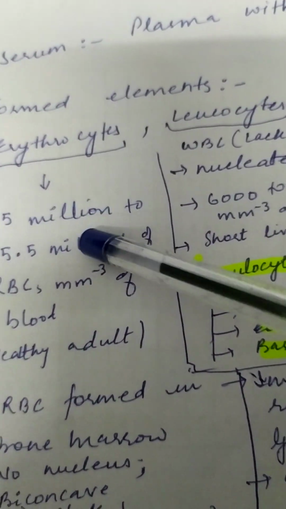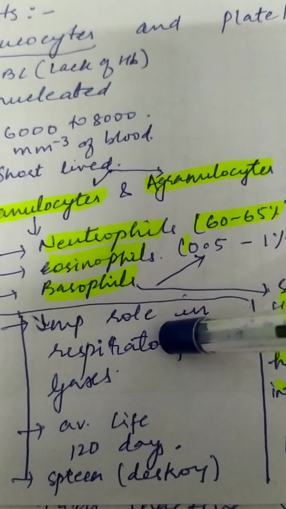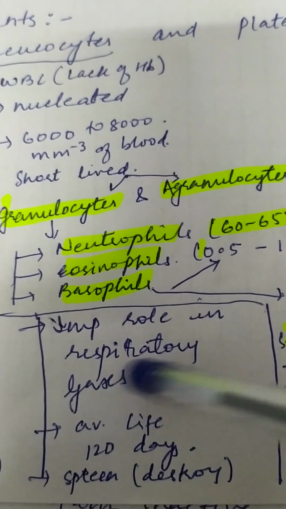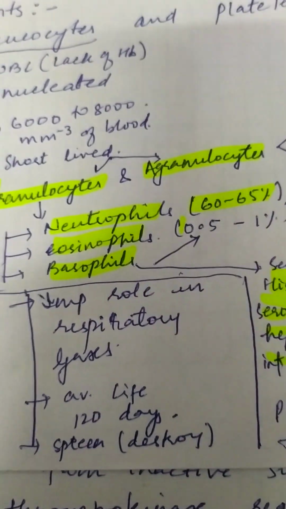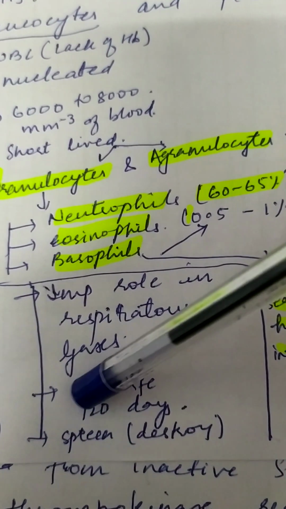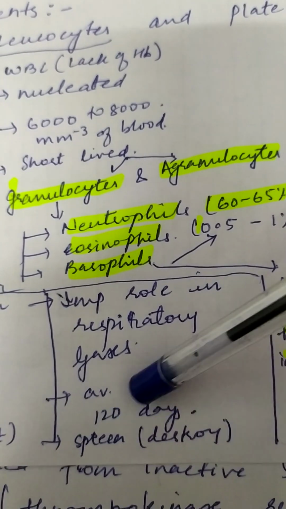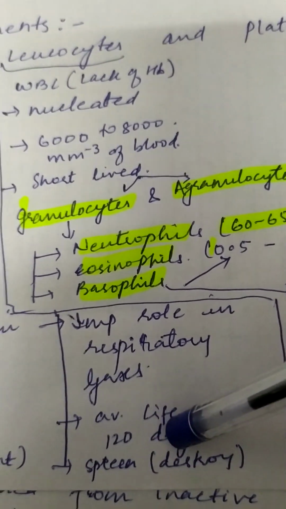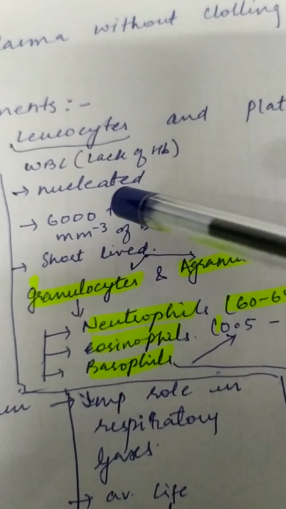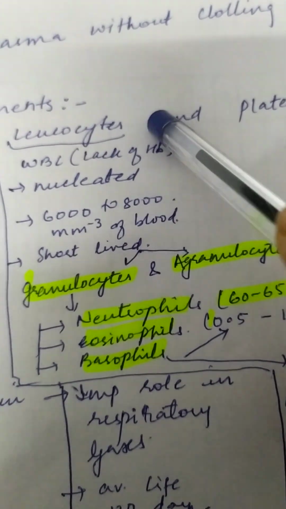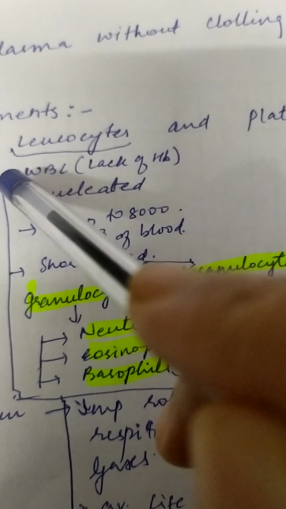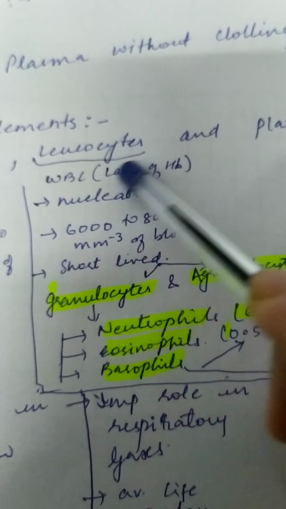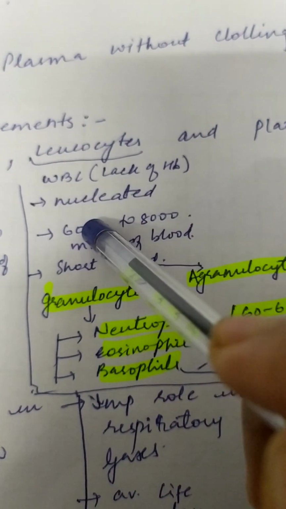Erythrocytes have one of the most important roles in your respiration, that is their role in transporting respiratory gases, and they are destroyed in the spleen. Spleen is also called the graveyard of RBC. In leukocytes there is no hemoglobin, that's why they are colorless and white. We call them WBC.